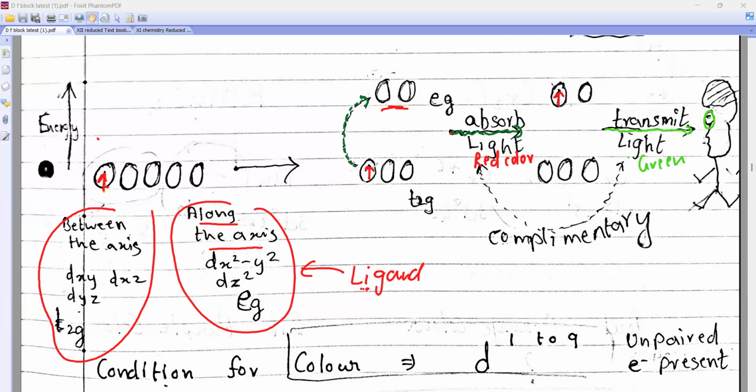Acha, in this entire process, have you noticed one thing? There should be an unpaired electron, and this electron should jump. This electron should what, beta? Jump.